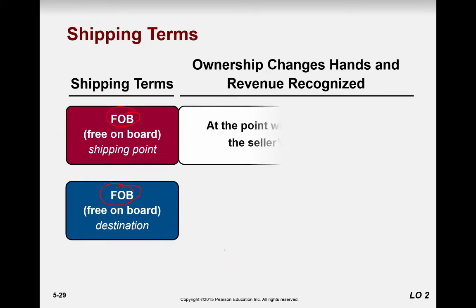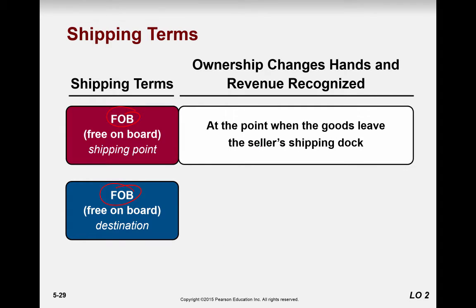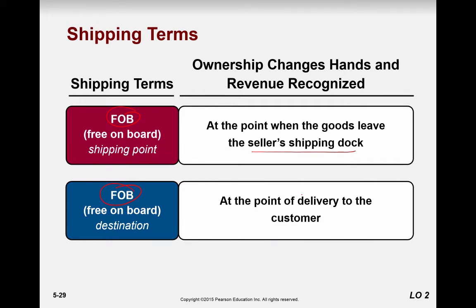FOB shipping point is when the goods leave the seller's dock. The best example is if you buy from Amazon, the minute Amazon ships the goods, that's FOB shipping point, and they're going to charge your credit card. But FOB destination is when you get delivery. If you are expecting that custom Rolls Royce, then when they actually deliver that Rolls Royce to you, that would be FOB destination. Usually FOB destination is used for large, high-priced items, yachts, custom cars, and very customized items as well.